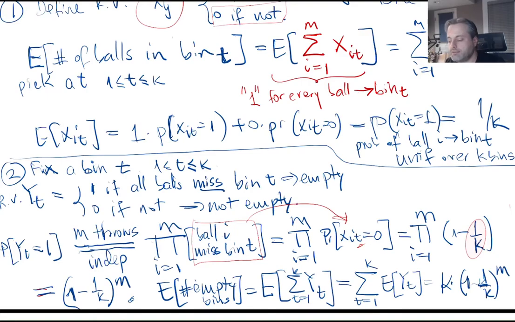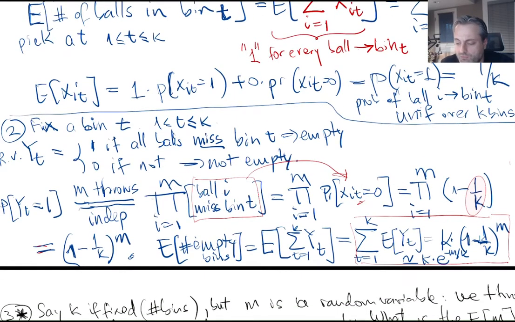This can be approximated if you know Euler's number. This is approximately k times e to the minus m over k. That's not important from a statistics standpoint. That has to do with the limit of (1 minus 1 over k) to the k. But the statistics part is to figure out the answer, not necessarily the approximation. So we can calculate or approximate the number of empty bins if we throw m balls into k bins.